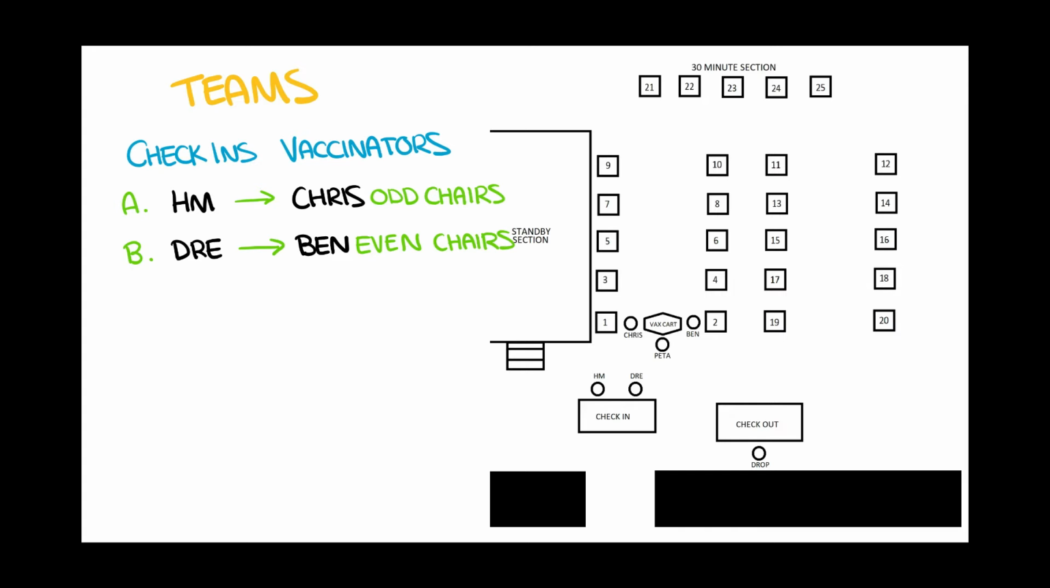And we're going to essentially have 2 teams. So I'm basically working with Hampton, who's going to have the odd chairs on the layout. And then Dre is going to be helping Gallagher with the even chairs. So I'm going to be taking care of chairs 1, 3, 5, 7, 9, etc. And then Dre is going to be taking care of 2, 4, 6, 8, 10, so on and so forth.